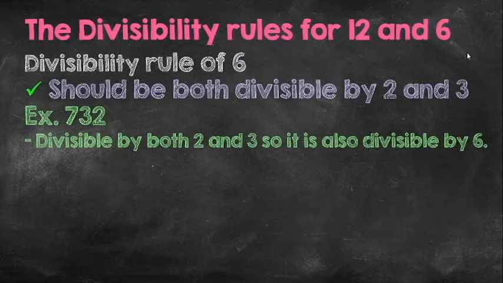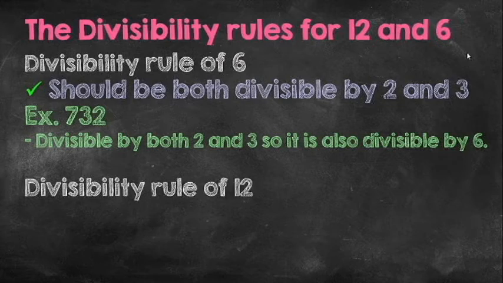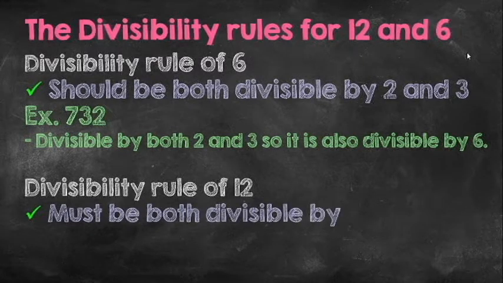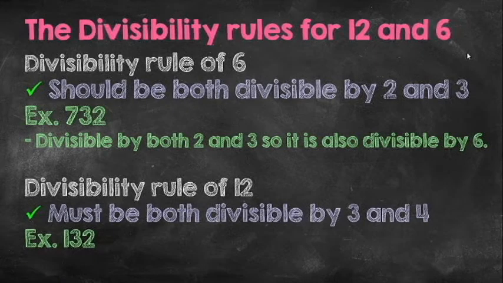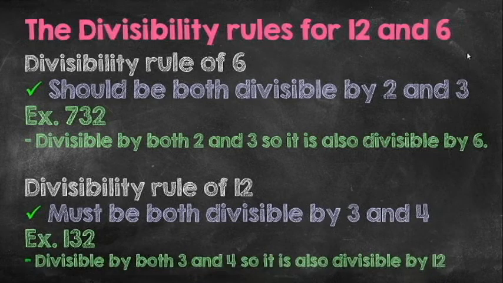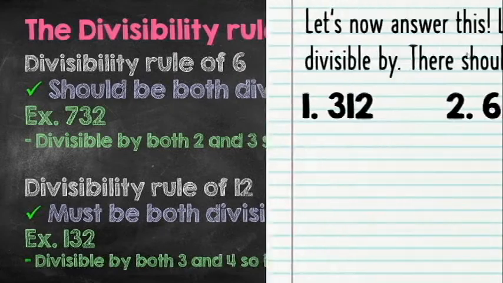The divisibility rule of 12 says that the sum of all the digits must be divisible by 3 and the last 2 digits must be divisible by 4, or it must be both divisible by 3 and 4. An example is 132. 132 is divisible by both 3 and 4 because when all added up, the sum is 6 and it is divisible by 3. And its last 2 digits, which is 32, is divisible by 4.